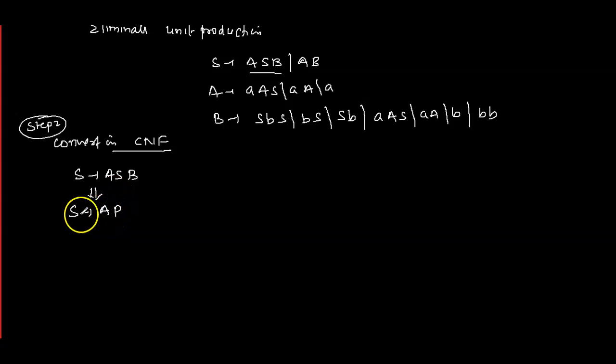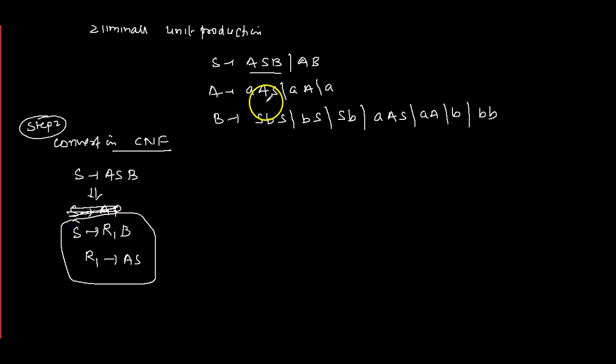In the place of AP, I will write S derives AS. Okay, AS is equal to, let's consider something. I'm writing R1 and B, where R1 is AS. AS is already there in this one, so I can write the same name. Whatever you have done before also you can write. You can rename with any name, but you should not repeat, and all should be in the form of CNF.